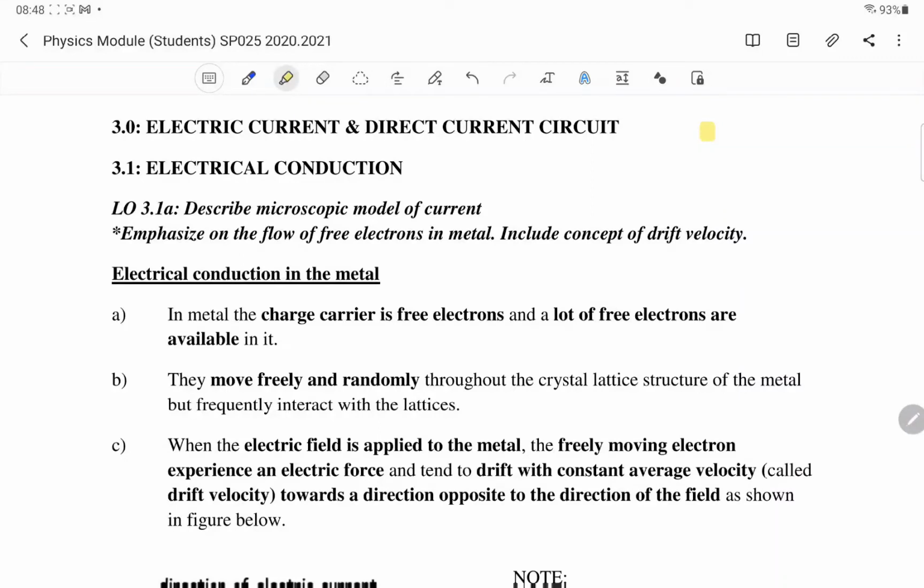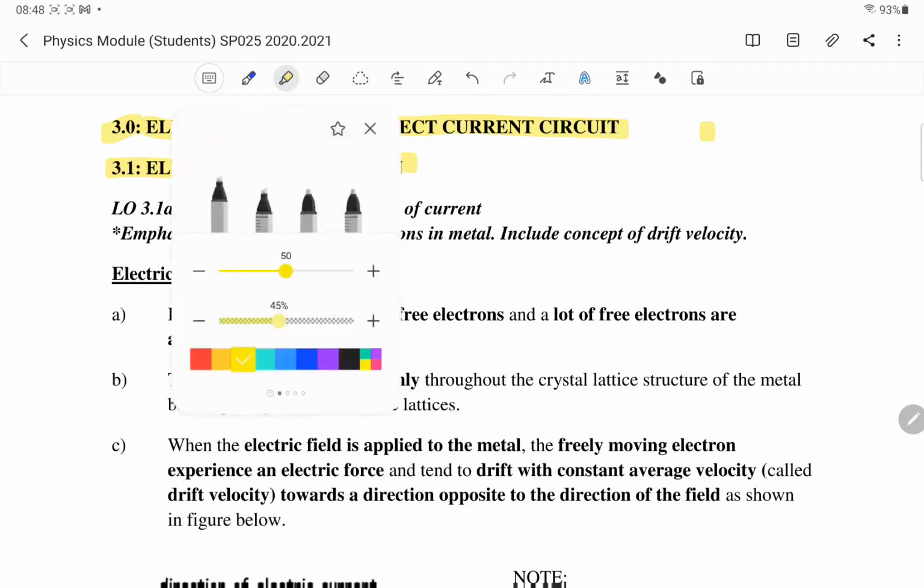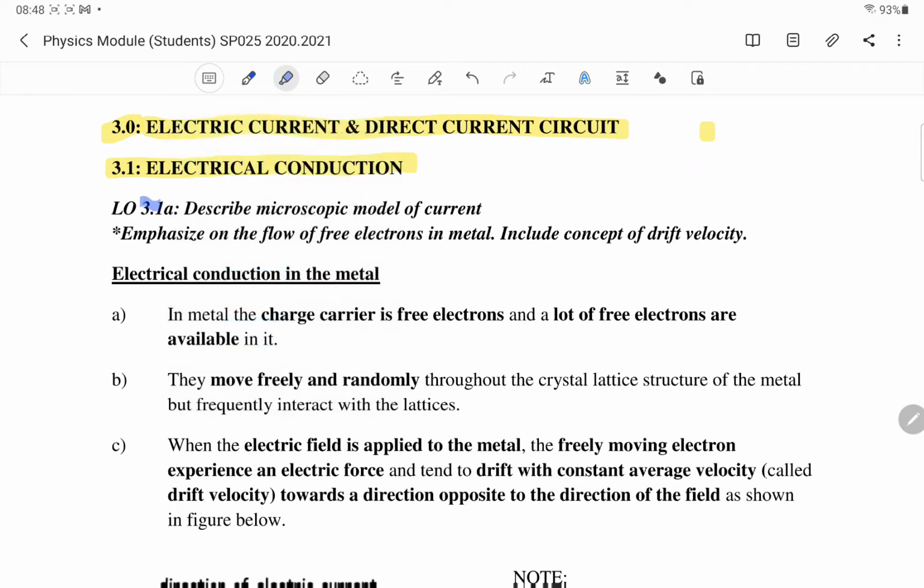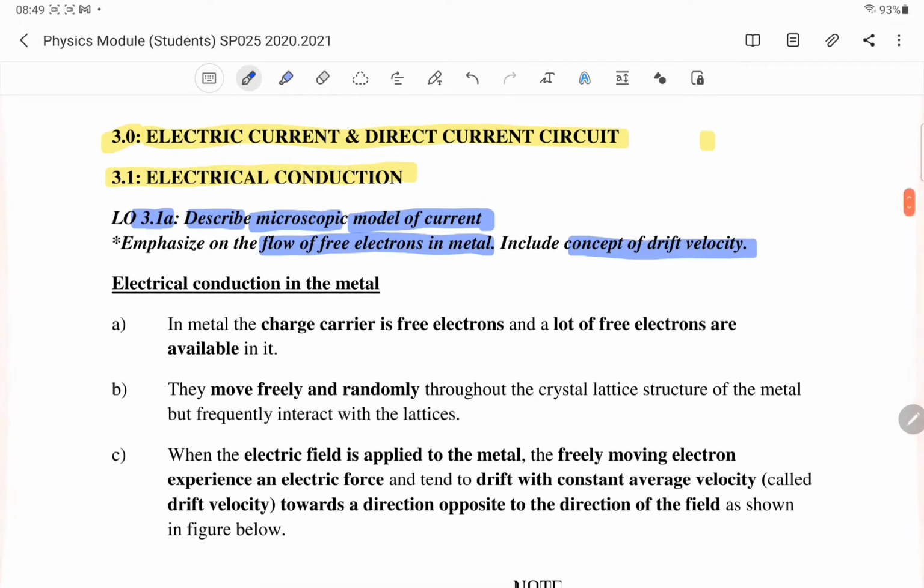Hi, good day everyone. So today we continue our lesson on chapter 3, electric current and direct current circuit. For 3.1 we have electrical conduction, and for learning outcome 3.1a you have to describe the microscopic model of current and emphasize on the flow of free electron in metal, include the concept of drift velocity. Alright, so we go one by one. First one is the electrical conduction in metal.